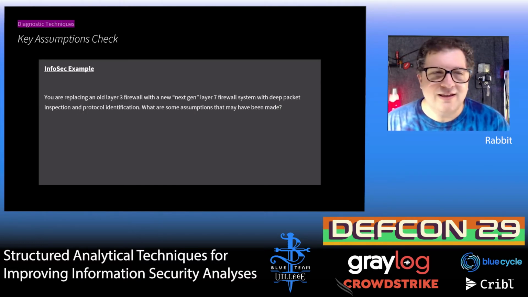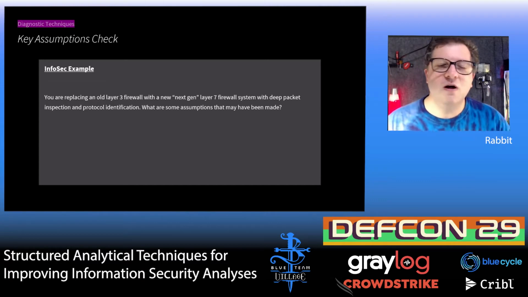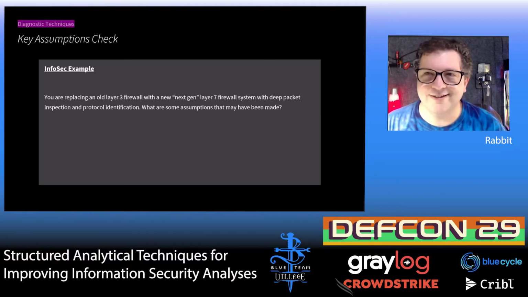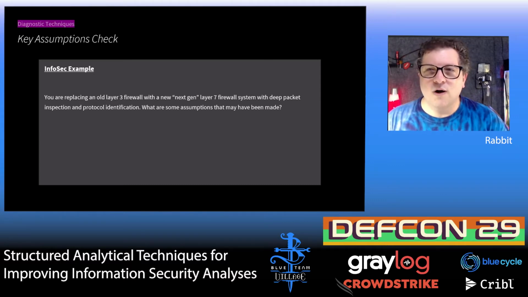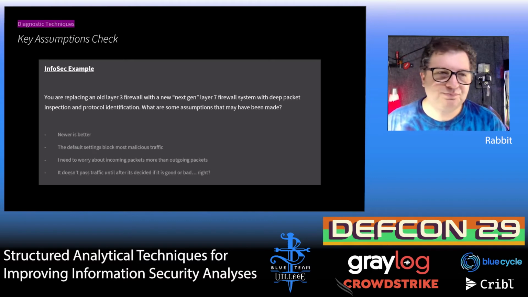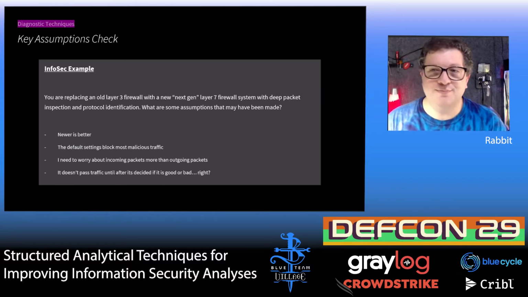An example of how this might help you in information security is, let's say you're replacing an old layer 3 firewall with a new next gen, blinky light layer 7 firewall. It's got deep packet inspection, and it does protocol identification and all kinds of cool things that your layer 3 didn't. What are some assumptions you may have made that may come back to bite you in having made that decision? Well, you may have assumed that newer is better. Often is, it isn't always.